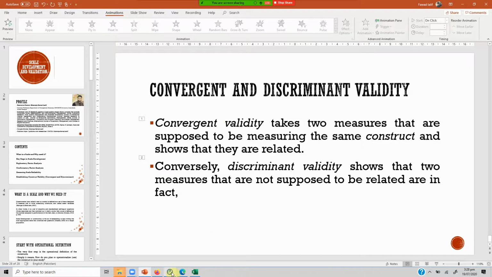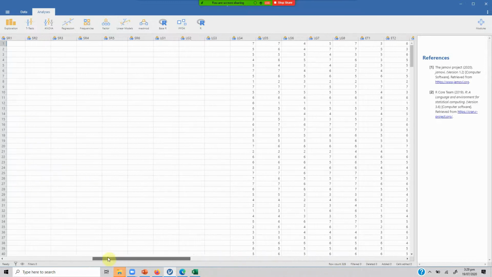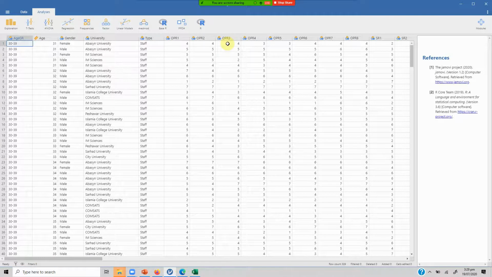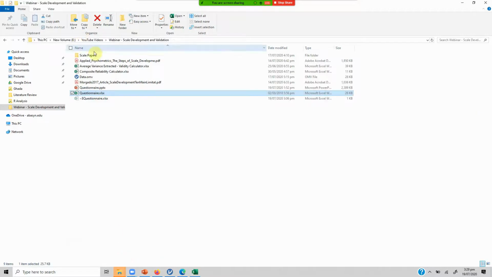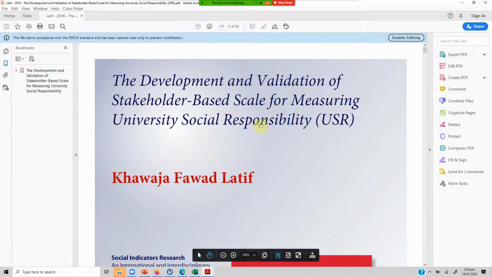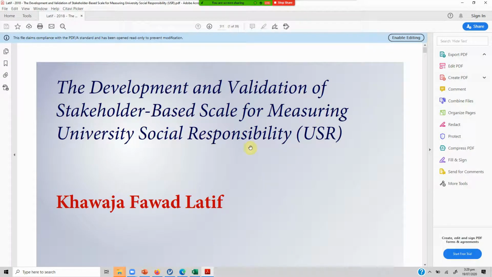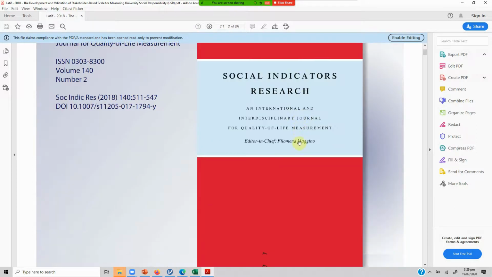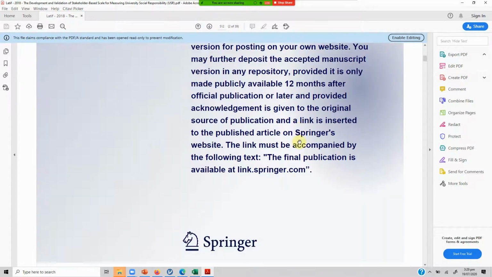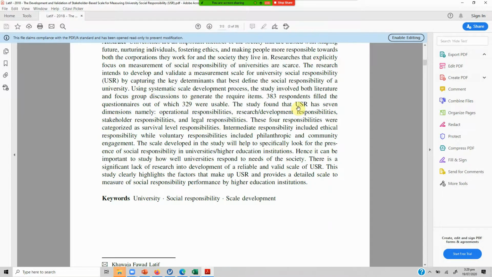Now we will go for testing or finalizing the reliability and validity of the scale, the exploratory factor analysis. Before going into that detail, let me show some papers on scale development. This is the paper whose data we are going to use for testing. The development and validation of a stakeholder based scale for measuring university social responsibility. It was published in Social Indicators Research back in 2018. I'll be sharing this paper with you.